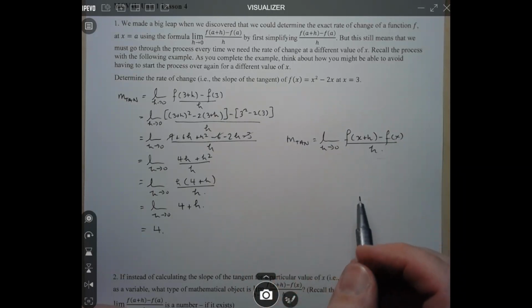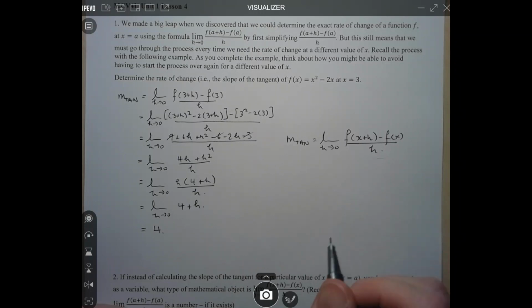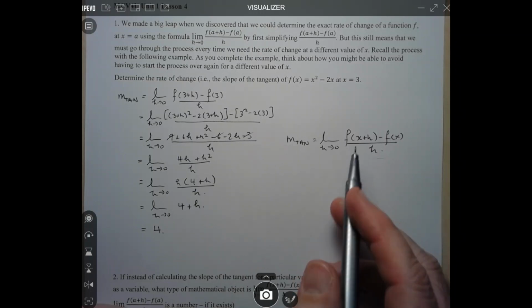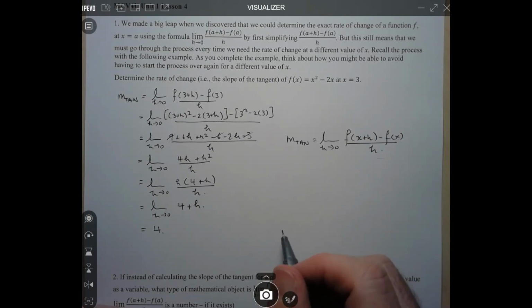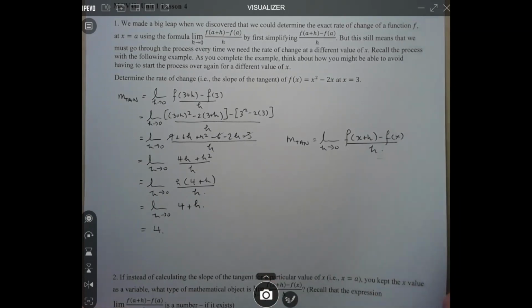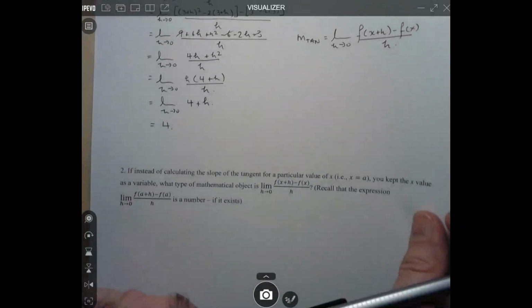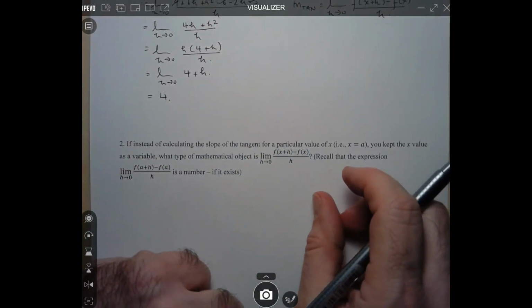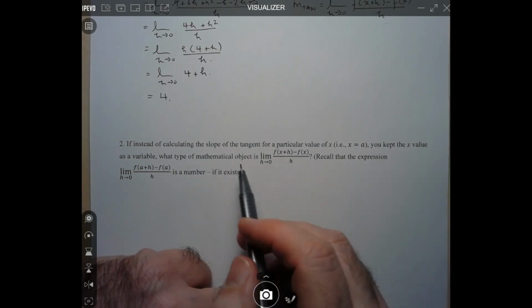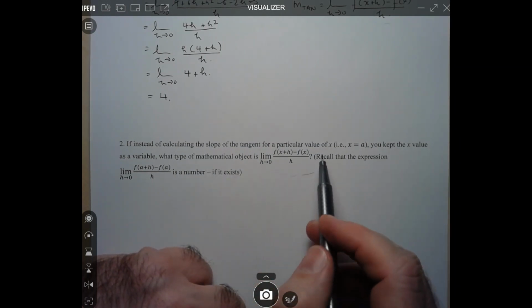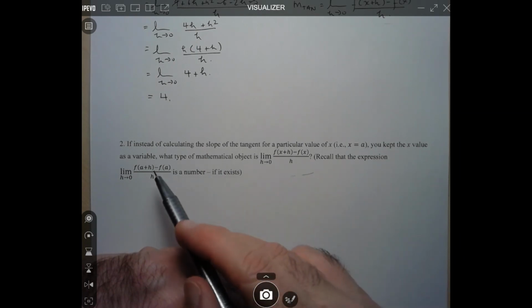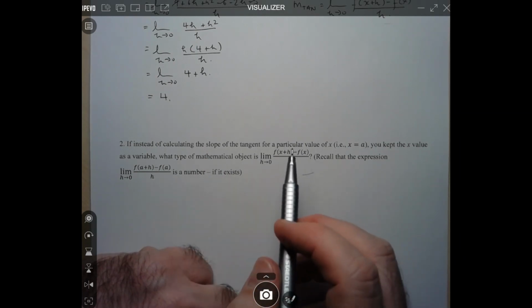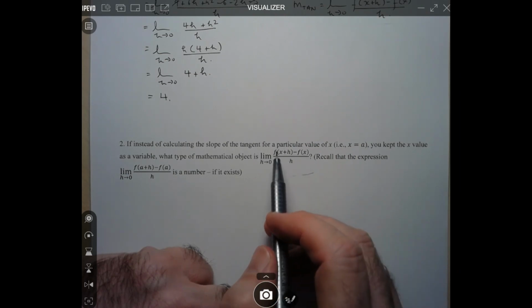Could I possibly end up with a formula that, given a specific x value, would produce the slope of the tangent there? So what I want you to do now is take 2-3 minutes to think about what we've just created. I'm asking, what type of mathematical object is this expression when, instead of inputting a specific x value like we were doing before, we leave that as a variable?